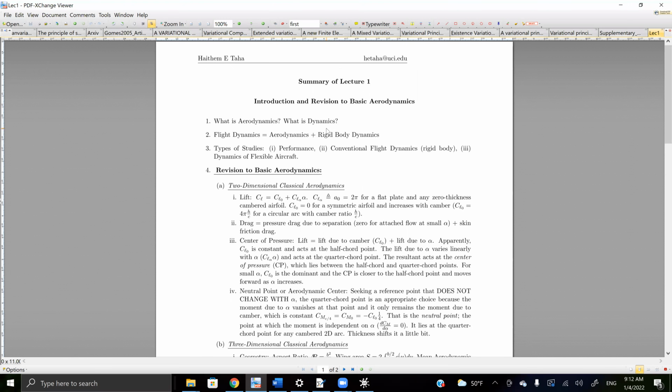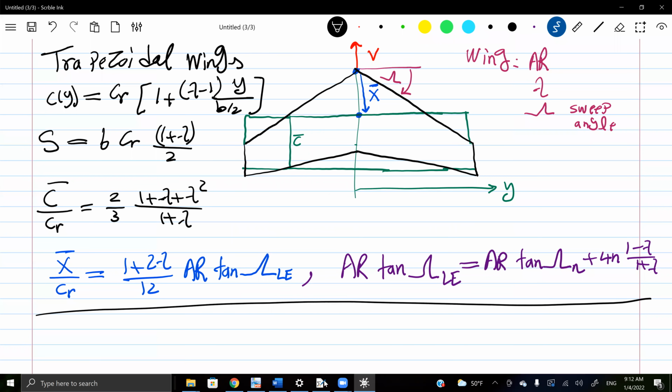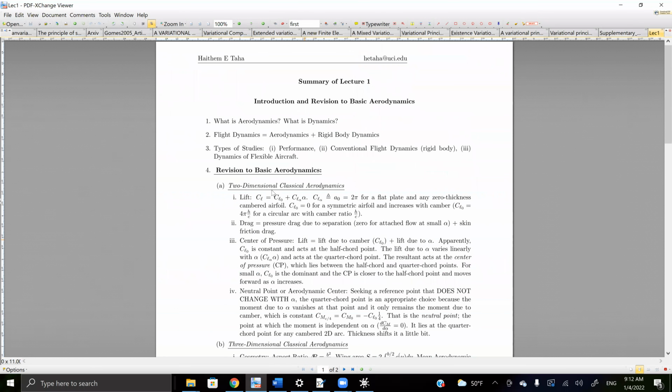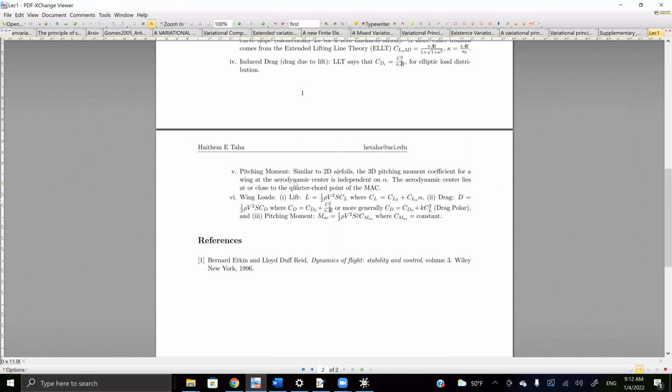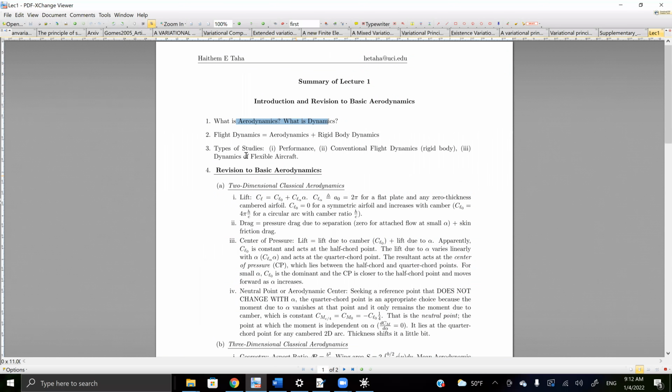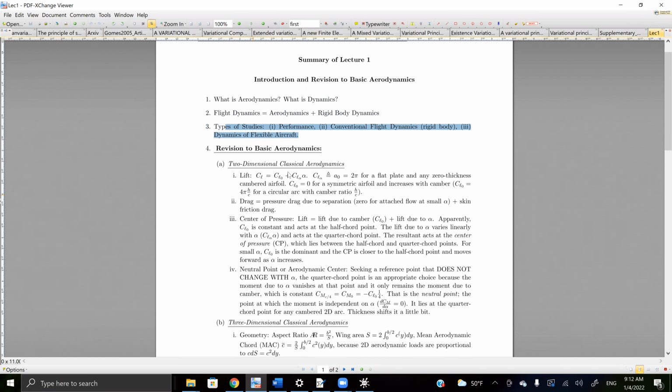I always do this. So for today, it wouldn't matter much because you have all the details. I'm going to post this, of course. But in general, I post really a summary. You can see here, it's 1.5 pages. So this is just the summary of the thing: flight dynamics, aerodynamics, plus dynamics. Here are the types of studies and so on.